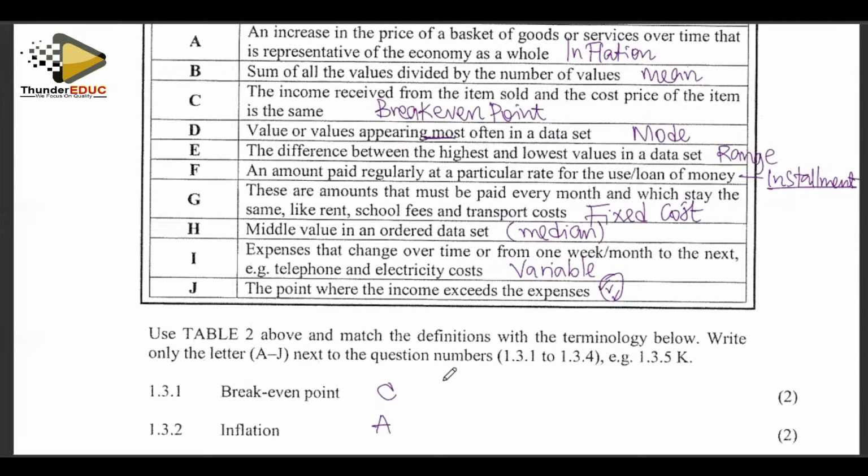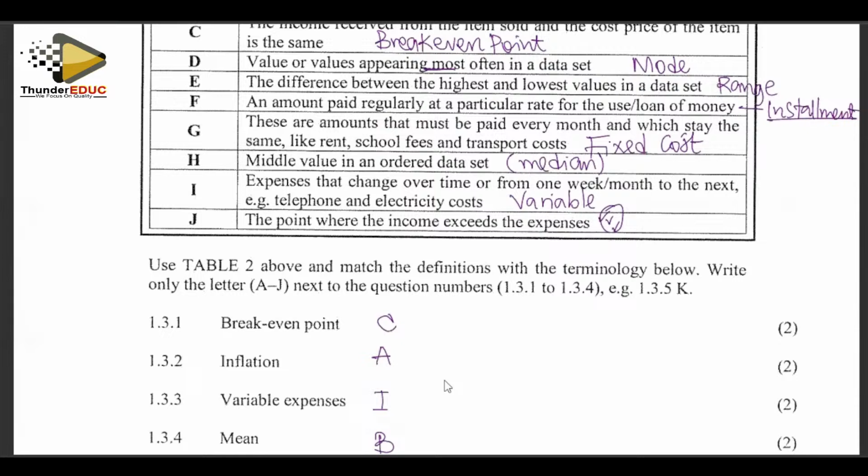To go back a little bit, a point where income exceeds. Yeah, this is when you start getting what? Your profit. This is after break-even point. Profit happens after break-even point. Before break-even point, you're making losses. This marks the end of question number 1. Let's look at question number 2.